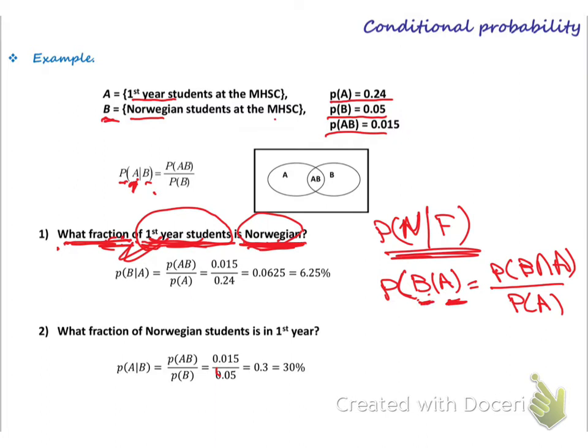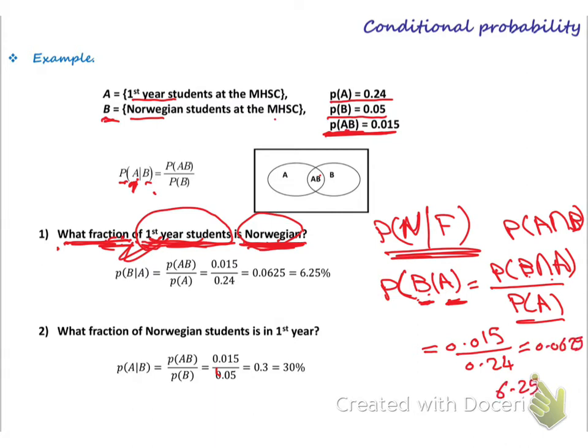So the probability of B intersect A equals the probability of A intersect B. They are the same, intersection. Probability of A intersect B is the same as probability of B intersect A. Both are the same. So here we can get the probability of A intersect B, which is 0.015, divided by the probability of A, which is 0.24. So my answer will be 0.0625. Okay, 6.25%.